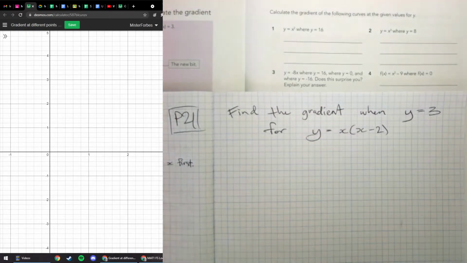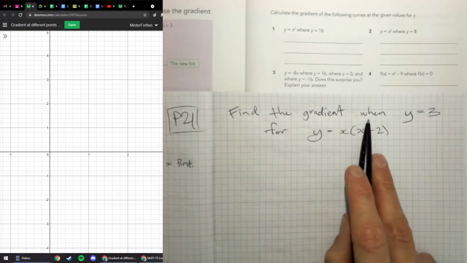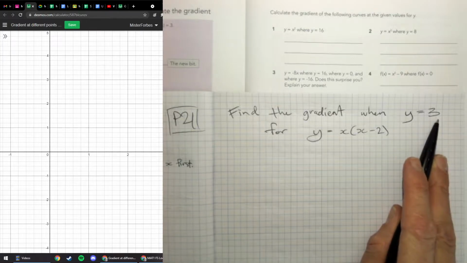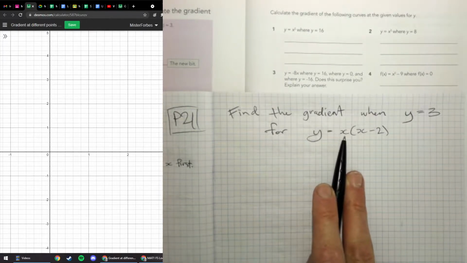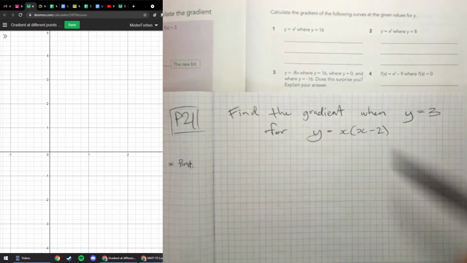Kia ora. We're having a look at page 21 of the WalkerMaths calculus book for level 2. The example I've picked is: find the gradient when y equals 3 for y equals x bracket x minus 2. Now this is a similar question to all of these.